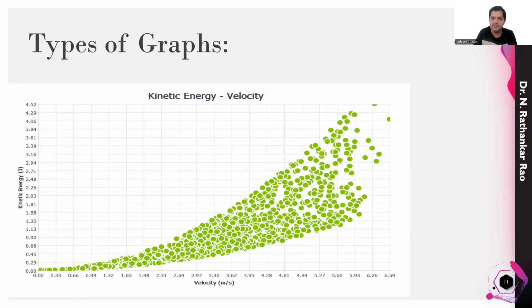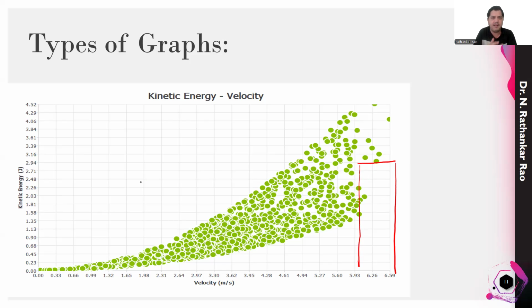And you see, some of these dots are only above this level. Many of these dots are not below here. What is this level here? This level value is seen to be around 5.93 and 6.59. That means these are having a larger kinetic energy, larger velocity, and hence you can see larger kinetic energy.